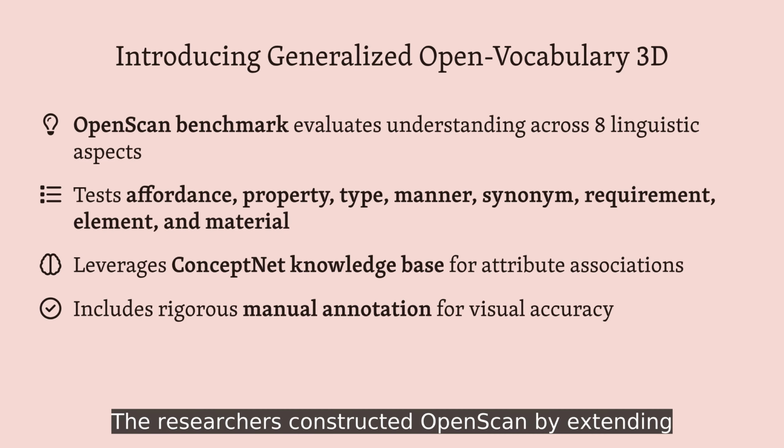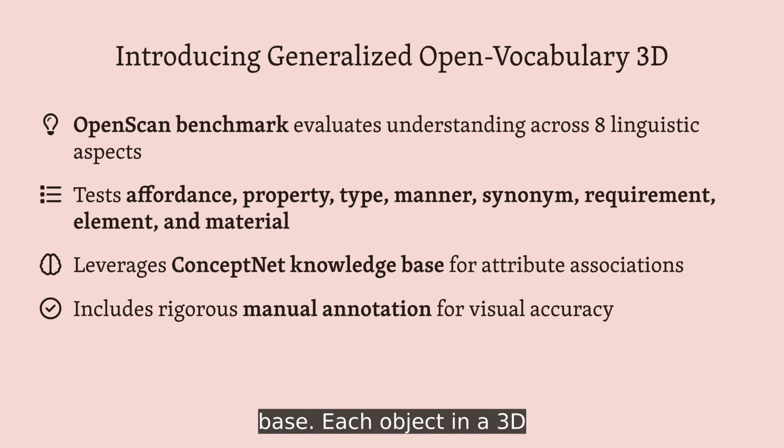The researchers constructed OpenScan by extending existing datasets with rich attribute annotations derived from ConceptNet, a high-quality knowledge base. Each object in a 3D scene is now associated not just with its class label, but with a diverse set of linguistic attributes that capture how we actually understand objects in the real world.